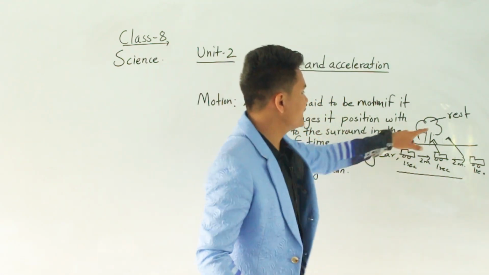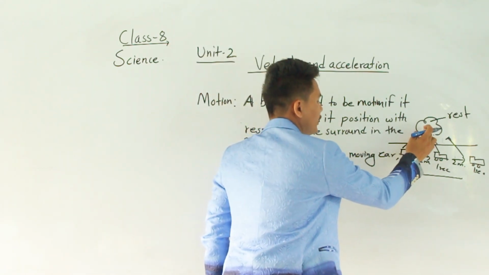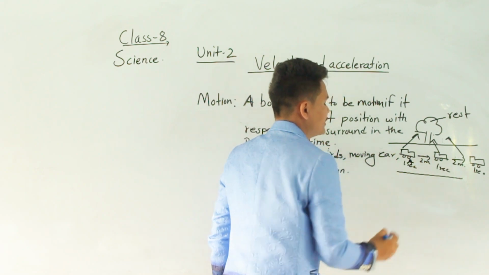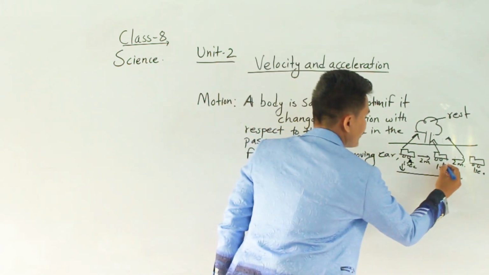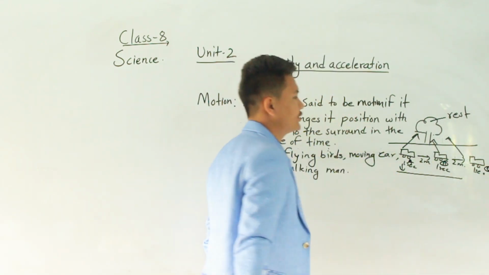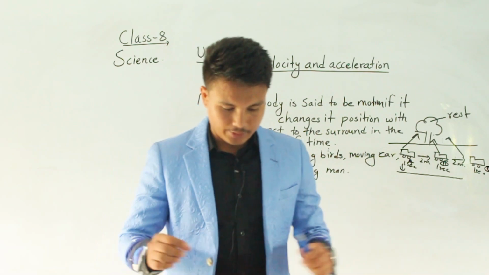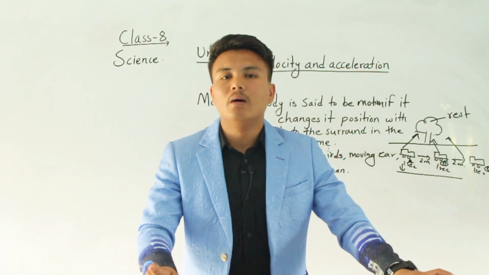Then this tree acts as a reference point. Okay, look at here. When the car is here at position A, then at position B, where did it go? Straight. So the car is changing its position with respect to the surrounding. So it is the state of motion. The car is in the state of motion.